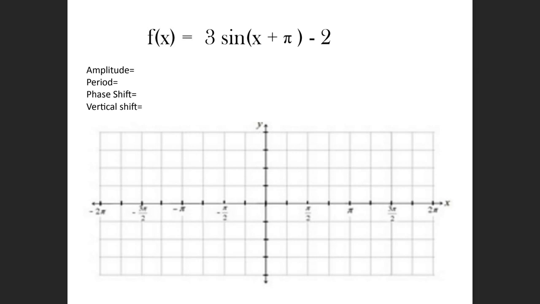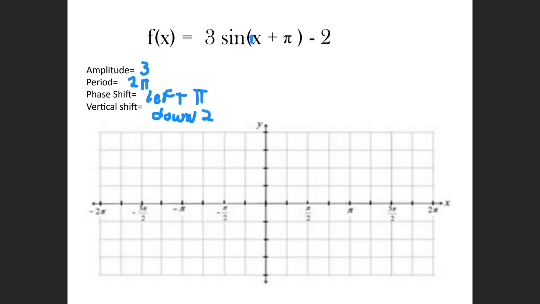So if I wanted to graph this problem, and this is very similar to what's going to be on your assessment, it's going to ask you what is the amplitude. Oh, amplitude's pretty easy in this one. Amplitude is 3. What is the period for this graph? Well, guess what? The b value is 1, so it's 2 pi over b, which is just 2 pi. What is the phase shift? Well, the phase shift is left pi units. Left pi. What is the vertical shift? Vertical shift is how far are you going up or down? It's going to go down 2 units.